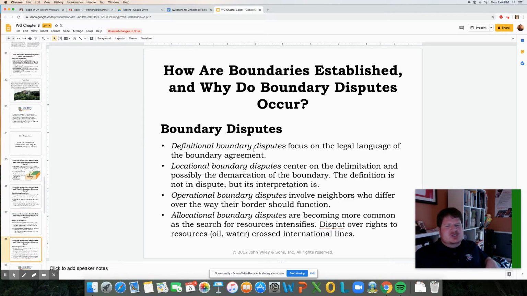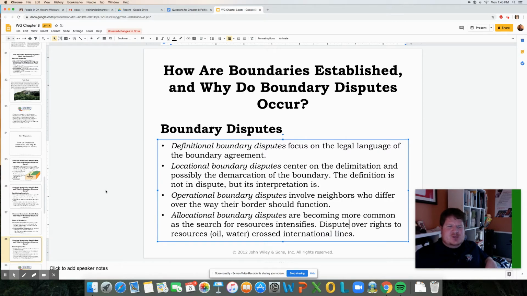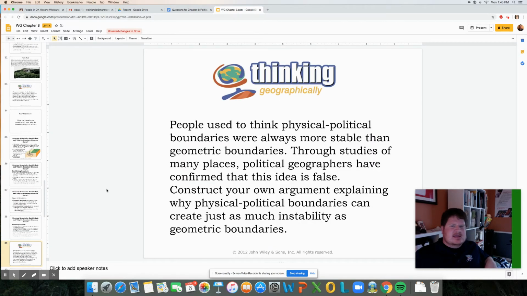Definitional boundaries, disputes over the legal language of a boundary. Locational boundary disputes, depending on where exactly the location. Operational boundary, how neighbors share an area or function. And then allocation boundaries, dispute basically over rights, like rights to oil and water and things like that.